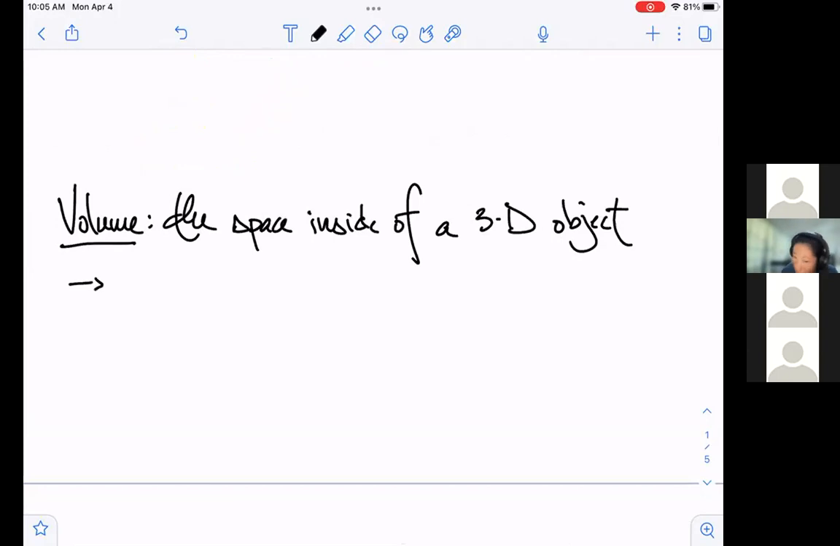So one shape that we often are asked to find the volume of is, what shape is that? Cylinder. Yeah, that is indeed a cylinder. So the volume of a cylinder.